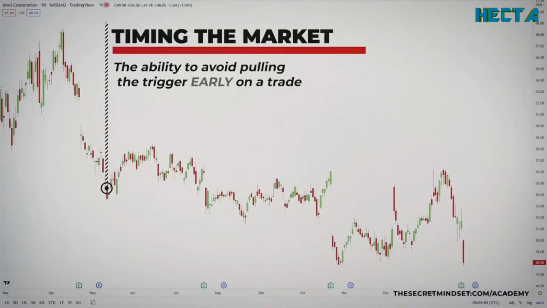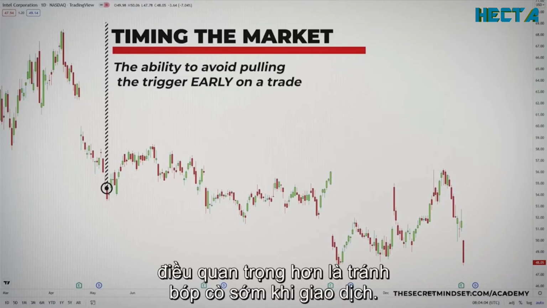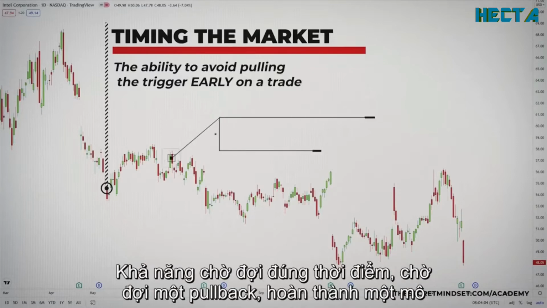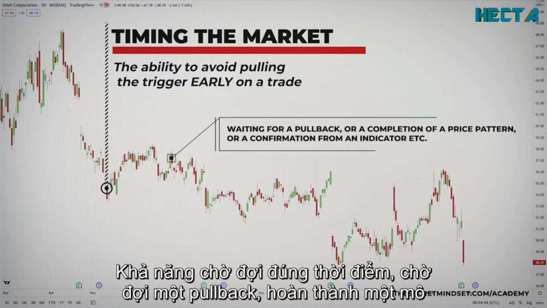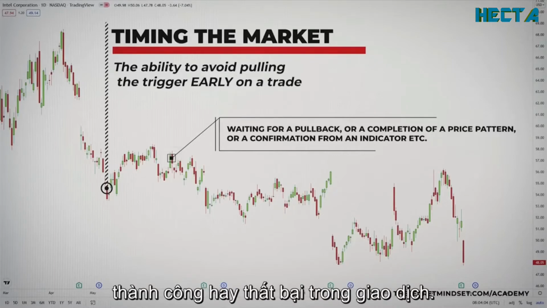Trading is often a game of timing the market. The more timing is important to your system, the more important it is to avoid pulling the trigger early on a trade. That ability to wait for the right moment, whether to wait for a pullback, or a completion of a price pattern, or a confirmation from an indicator, can mean the difference between success or failure in trading.